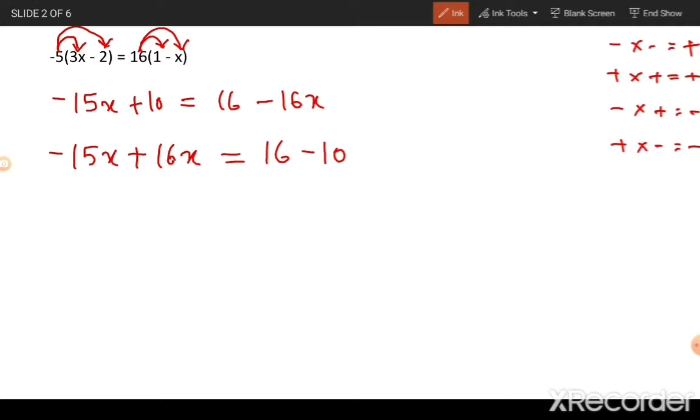As you can see, minus 15x plus 16x, the value will be positive x, is equal to 16 minus 10, which is 6. Okay, these are typical 2 mark or even maybe 1 mark questions that you can expect.